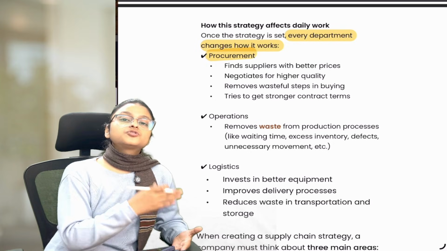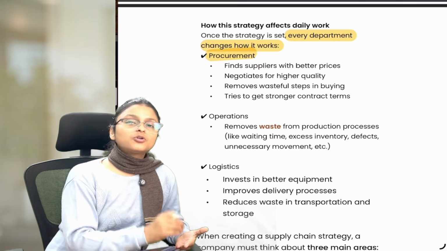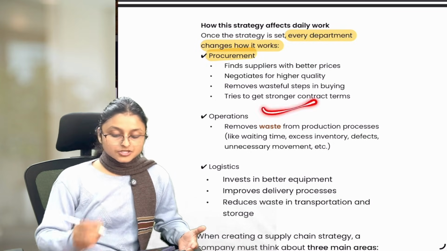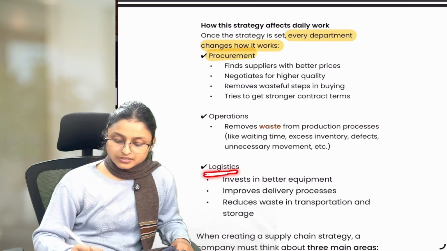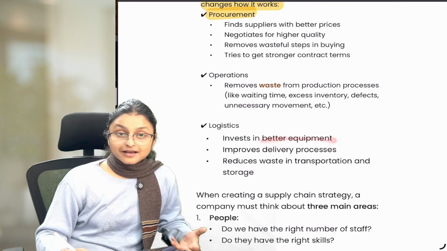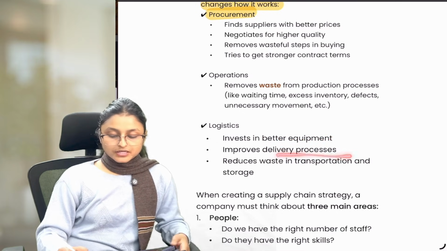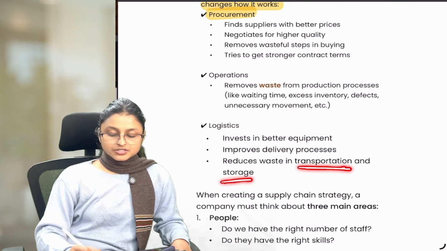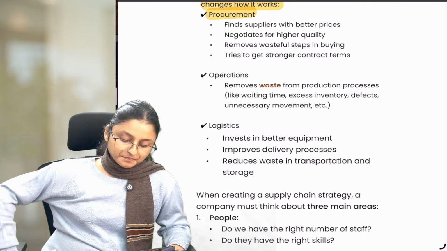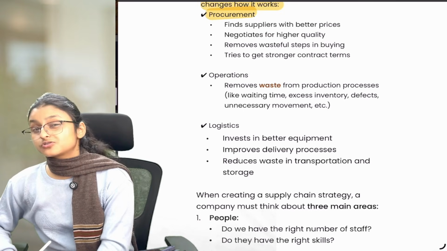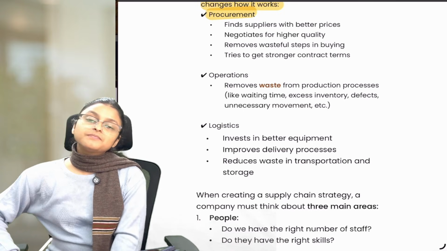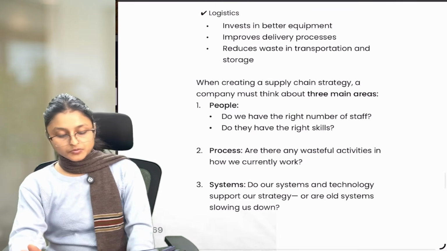The contract terms should be religiously followed by the supplier, right? Next comes operation. Operation will try to reduce waste from the production process. Logistics will try to have better equipment, improve the delivery process, and reduce waste in transportation and storage. And we have also already seen that supply chain strategy focuses on three main areas, that is people, process and system, and that is what we have written here.